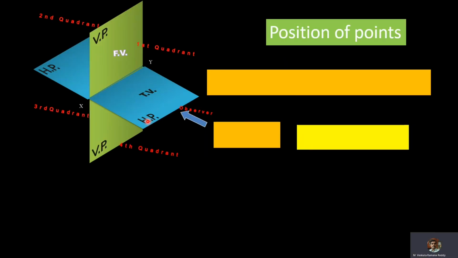Now we'll see the position of the points in different quadrants. Consider the first quadrant. How are we going to see the position of the point in the first quadrant? That point is above HP, in front of VP. Then consider the second quadrant. How are we going to define the position of the point? Above HP, behind VP.